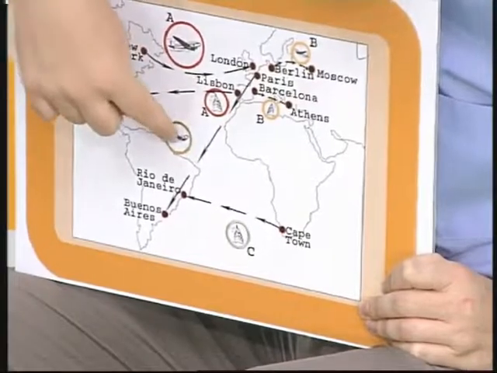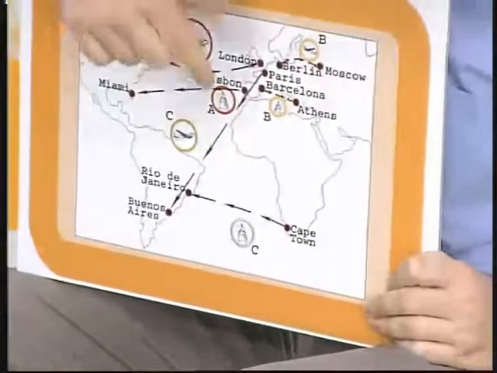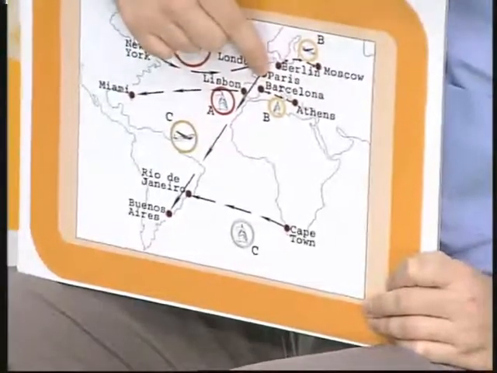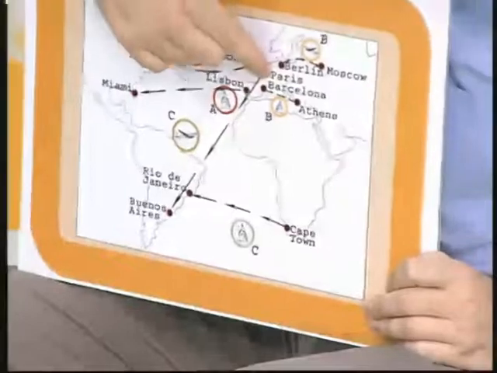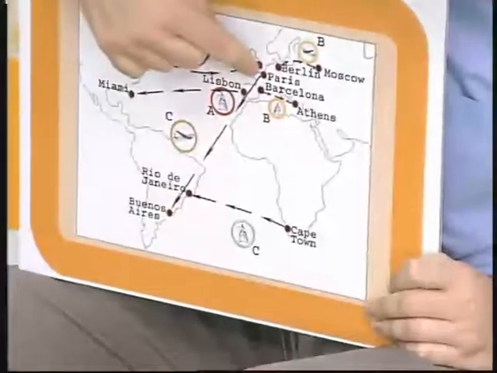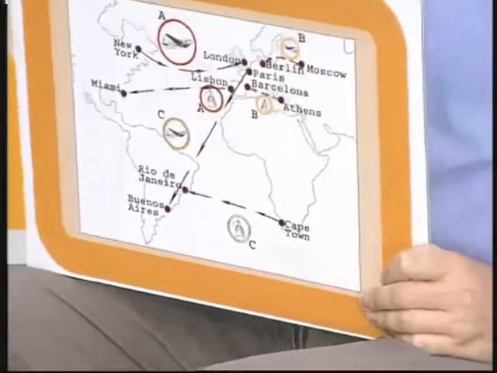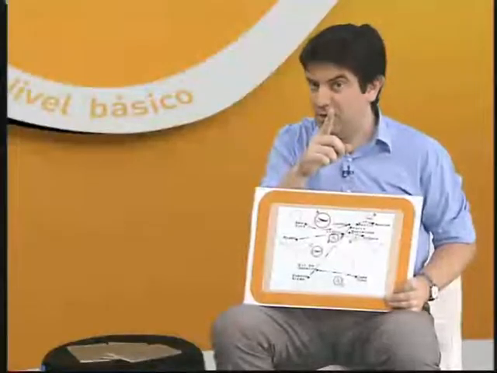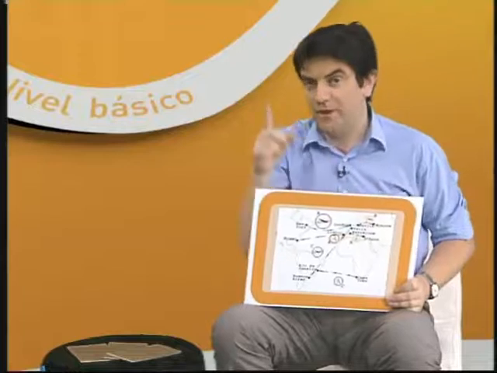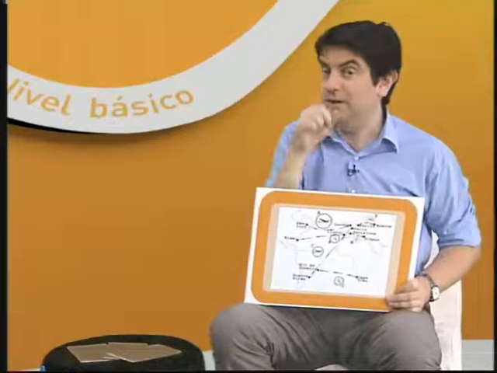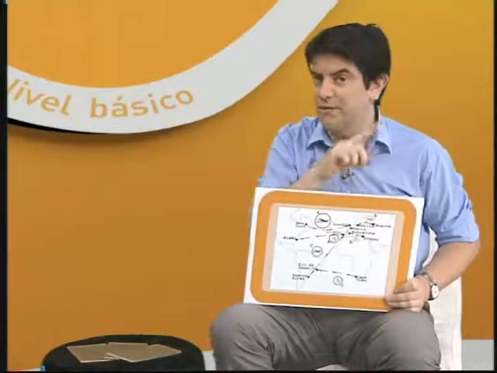Plane C. Okay. Where's it going? It's going from London to Buenos Aires. Una vez más. It's going from London to Buenos Aires. Muy bien. Ahora en casa. It's going from London to Buenos Aires.